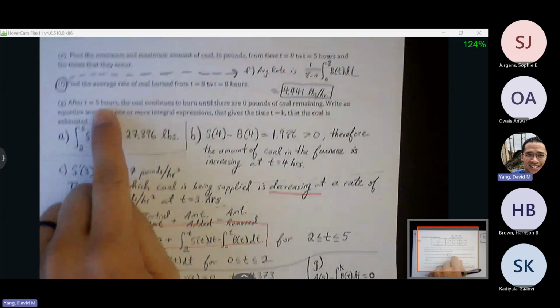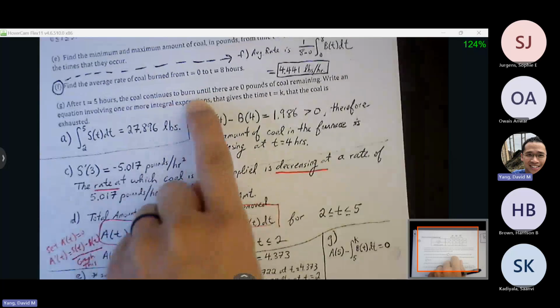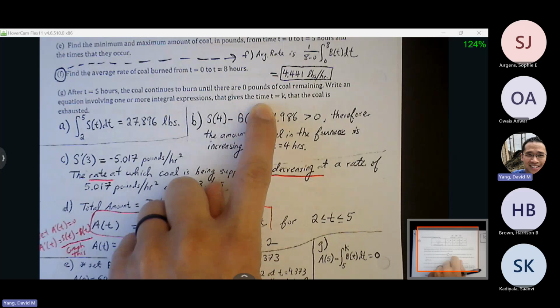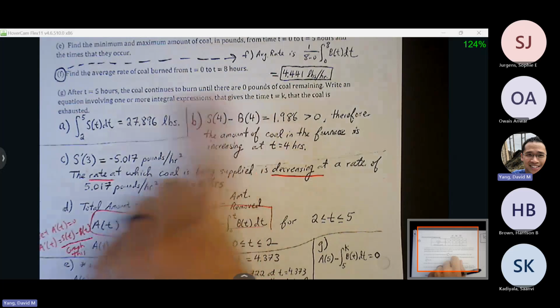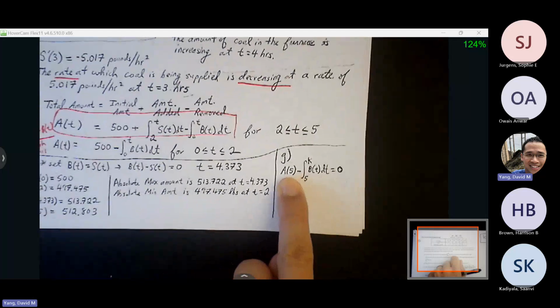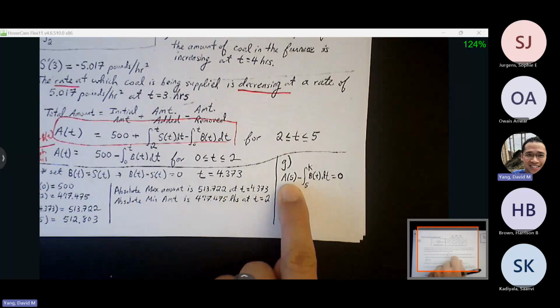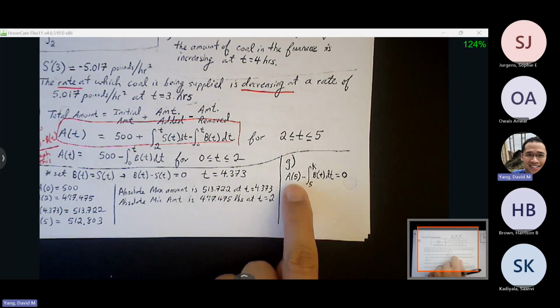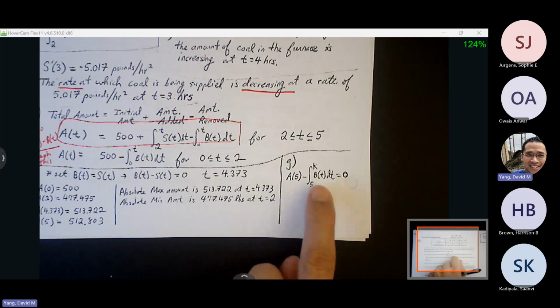So part G here says, after 5 hours, the coal continues to burn until there are 0 pounds of coal remaining. Write an equation involving one or more integral expressions that gives the time t equals k that the coal is exhausted. So we know A of 5 is going to be the amount of coal that is in the furnace. And then we know that S of T is going to stop working.